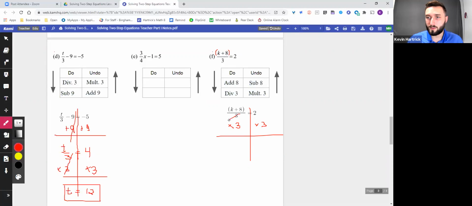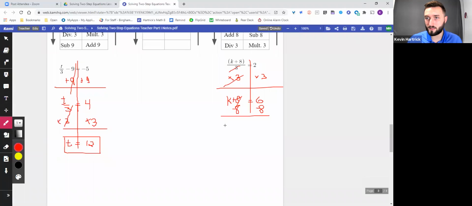Okay, well, if I have a 3, these are opposites. All I have left is my k plus 8. You could keep that in parentheses if you want, but you really don't need to at this point. 2 times 3 is 6. Last step is to subtract by 8. Again, all of these steps and all this work I'm showing is what I would expect you to show on a homework, quiz, or test.